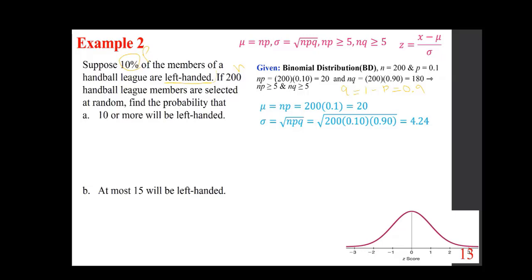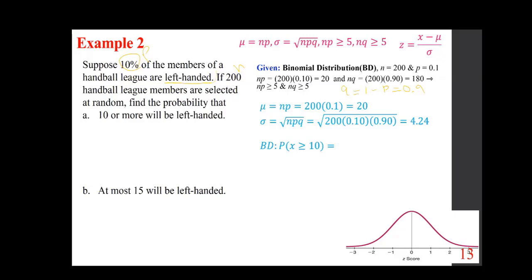The next thing is to calculate part A. We are asked to find the probability that 10 or more will be left-handed. Okay, what does it mean? It's important to be able to get this out. Binomial distribution tells us probability of X larger than or equal to 10. So this is what I want you to pay attention to. Remember, we need a 0.5 continuity correction. So to go from a binomial distribution, we have a choice. We either go to probability of X larger than 10.5 or 9.5.